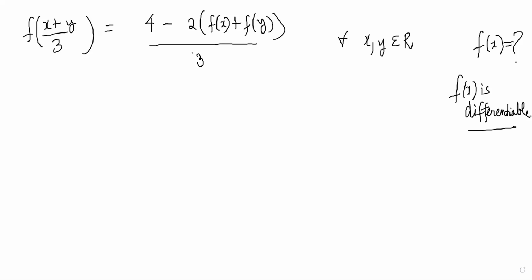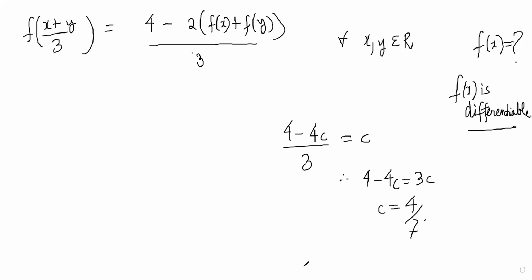f of (x plus y), that side will be c, and the other side 4 minus 2 times 2c, by 3, is equal to c, right? Therefore, 4 minus 4c is equal to 3c. So c is equal to 4 by 7. Answer will be D, I think.